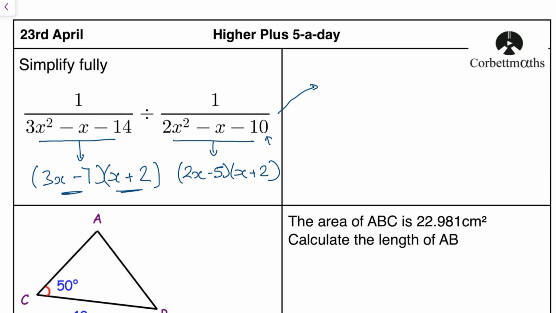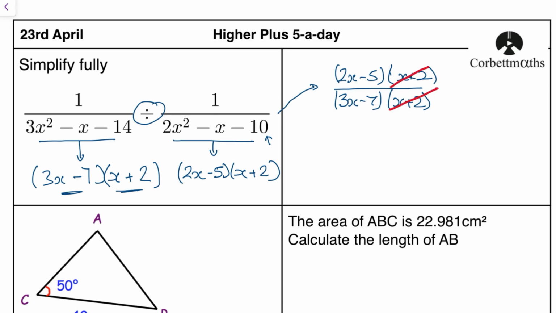Well, 1 over (3x minus 7)(x plus 2) means it's going to be in the denominator (3x minus 7) over (x plus 2). Then I've got to divide here, so it's going to be keep, change, flip. So in other words, I'm going to put these linear factors on the top. So I've got 2x minus 5 and x plus 2. And there we go. I can see straight away that my x plus 2s are going to cancel, which leaves me with my final answer as (2x minus 5) over (3x minus 7) as a fraction.